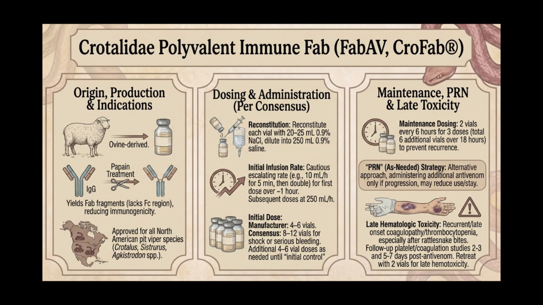Once initial control of envenomation is achieved, maintenance doses of 2 vials every 6 hours for 3 doses are recommended according to manufacturer guidelines. This amounts to a total of 6 additional vials over 18 hours. The purpose of this dosing strategy is to prevent the recurrence of local manifestations, thrombocytopenia, and coagulopathy, which can occur due to the shorter half-life of Fab antivenom compared to venom.